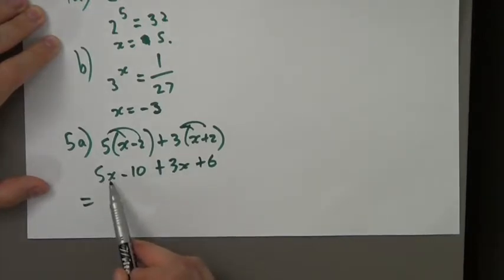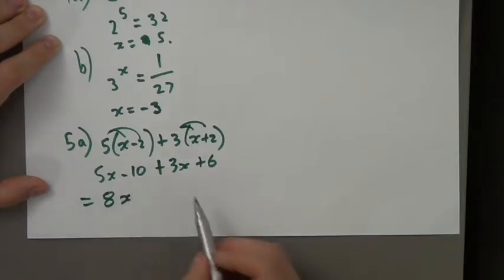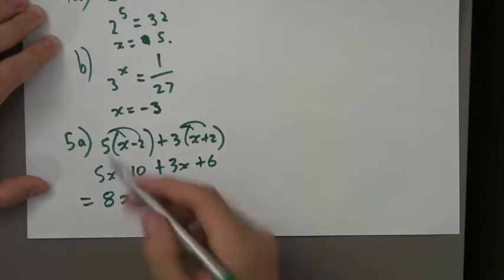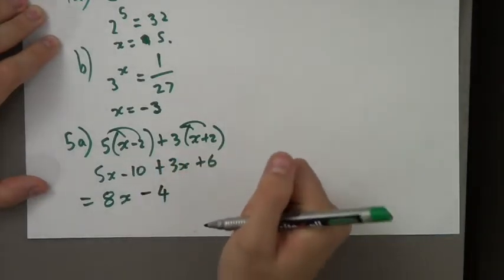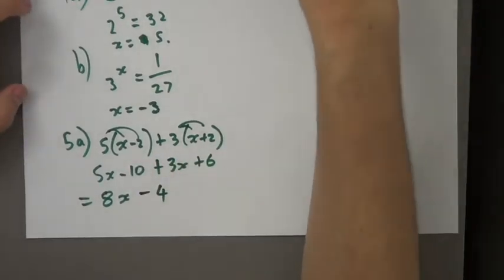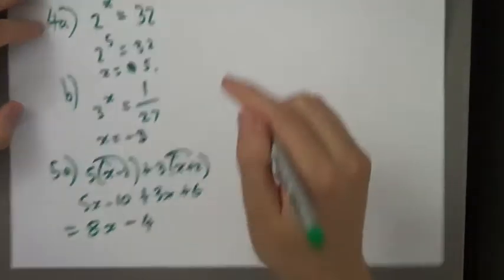Let me look at the like terms. We've got an x there and an x there, so 5 plus 3 is 8x, minus 10 plus 6. Remember, this is a minus 10 and we're adding 6 to it, so minus 4. That's our answer there. Okay. 5b.